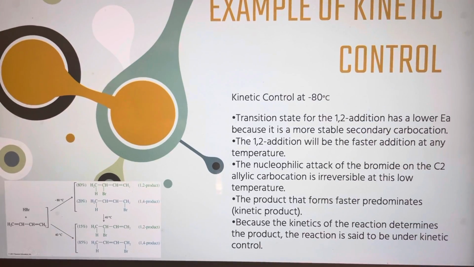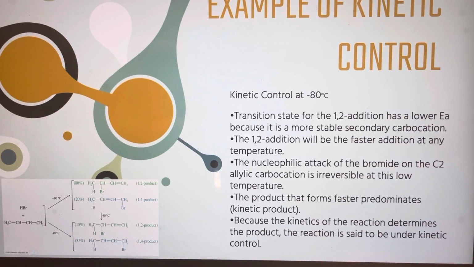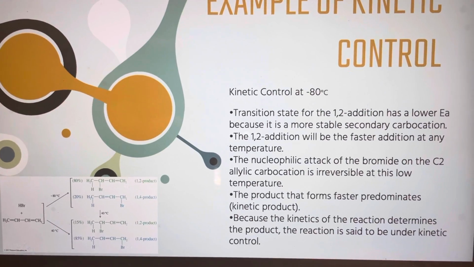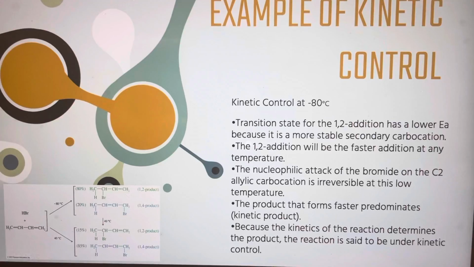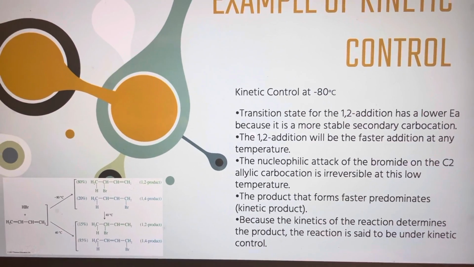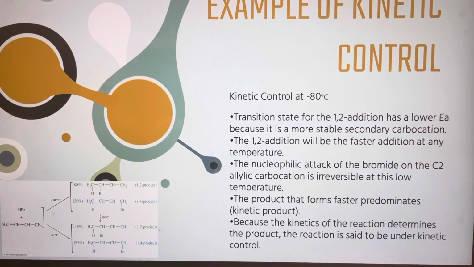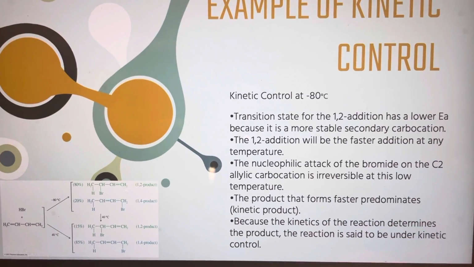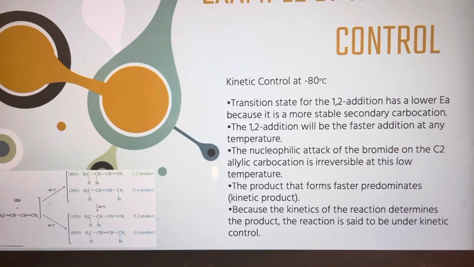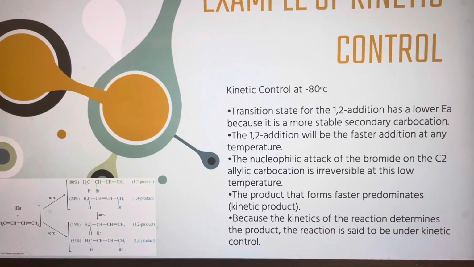So the transition state for the 1,2 addition has a lower activation energy because it is a more stable secondary carbocation. The 1,2 addition will be the faster addition at any temperature. The nucleophilic attack of the bromide on the C2 allylic carbocation is irreversible at this low temperature. The product that forms faster predominates, which shows the kinetic product. Because the kinetics of the reaction determines the product, the reaction is said to be under kinetic control.